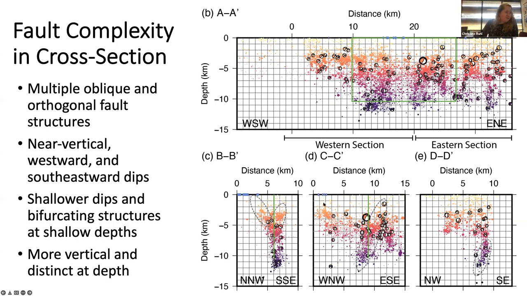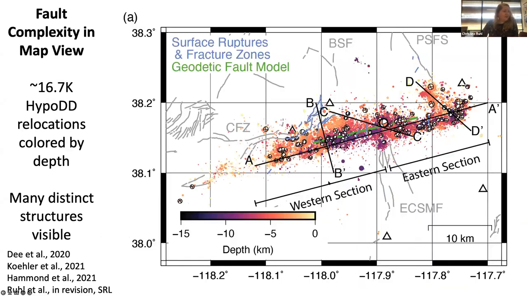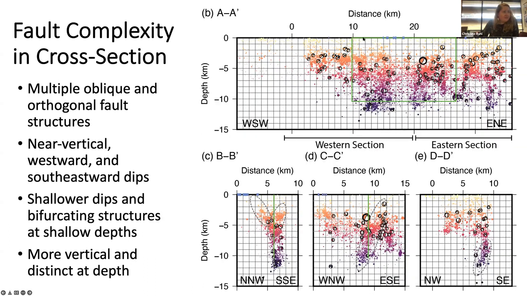And if you look at the across fault cross sections again here, B to B prime goes across this really narrowest part, C to C prime goes obliquely across this way, and D to D prime is across the northeast end. Where I'm crossing the geodetic fault, basically right here, east of where it says 10, the moment tensors at depth, these purple ones, align really nicely with the moment tensor fault plane and with each other and show a vertical left lateral strike slip fault.